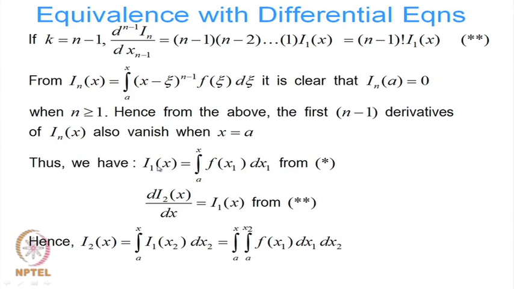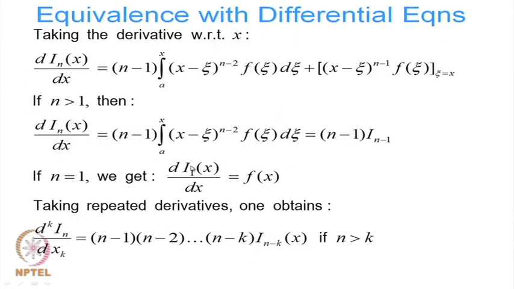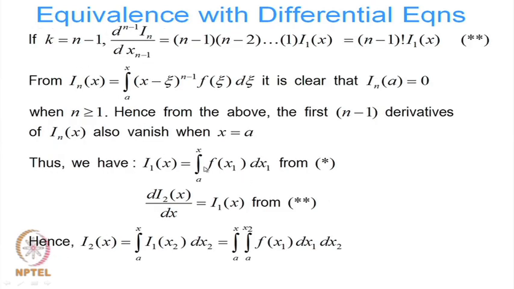So we already saw this: dI1 of x/dx is equal to f of x. So we can write I1 of x as the integral of f of x1 dx1 within the limits a to x. And we saw that dI2/dx can be written in terms of this. So for n equal to 2, this becomes 1 and this becomes 1 as well. So dI2/dx is equal to I1 of x from that.